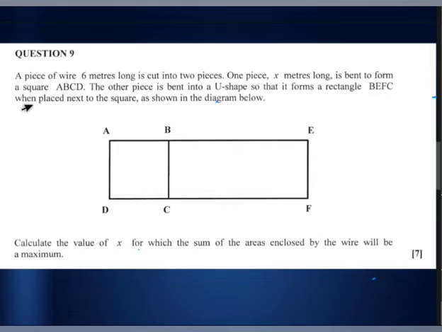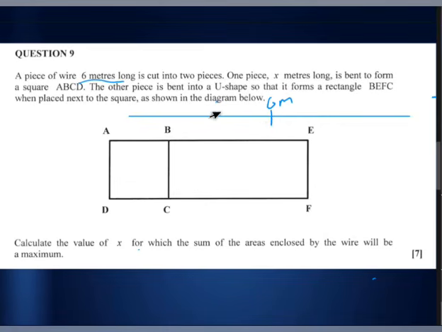Alright, so now they said a piece of wire 6 meters long. Whenever they give you the length, you indirectly have the perimeter. You should attack it immediately. So I'll show you what I mean. A piece of wire 6 meters long is cut into two pieces. So first of all, we've got the wire which is 6 meters, right? So this is a 6 meter long wire, and then it's cut into two pieces, right?